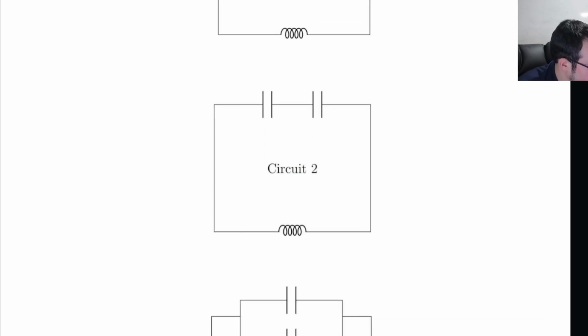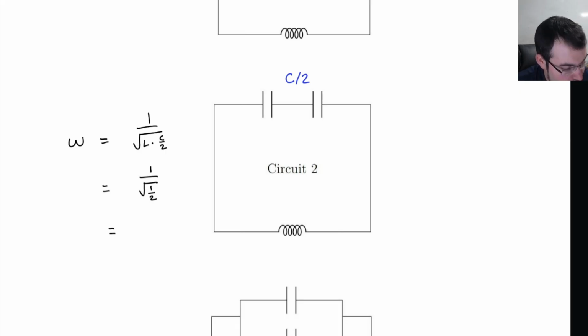Circuit 2. Well, we have two capacitances in series. Remember, series capacitance follows the reciprocal rule, so this is actually C over 2. So this omega would be 1 over square root of L times C over 2, which would be 1 over the square root of 1/2 if we're using our proportionality. So that square root 2 in the denominator would come up to the numerator. So this is square root 2 in relation to the first one.